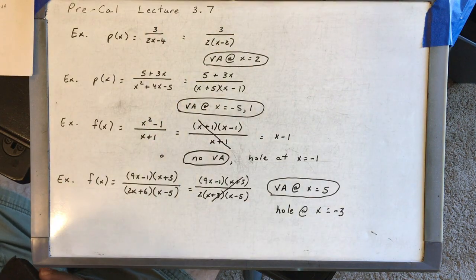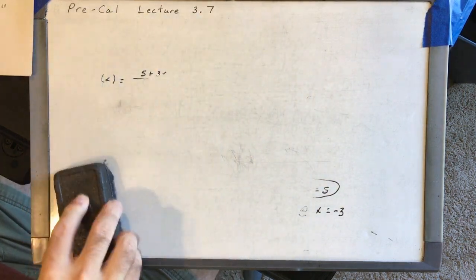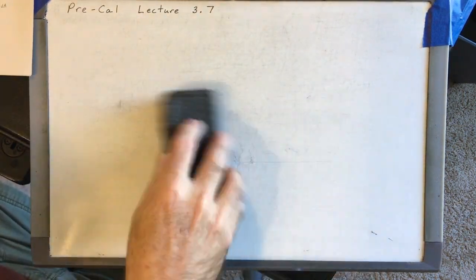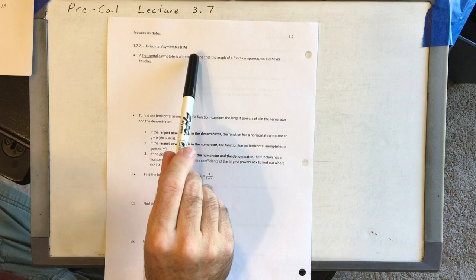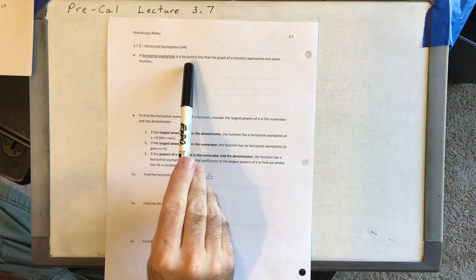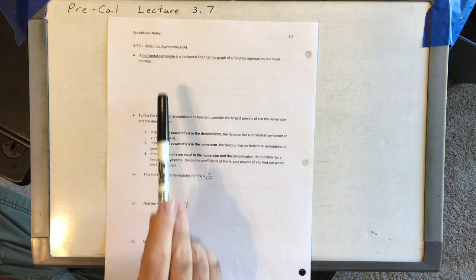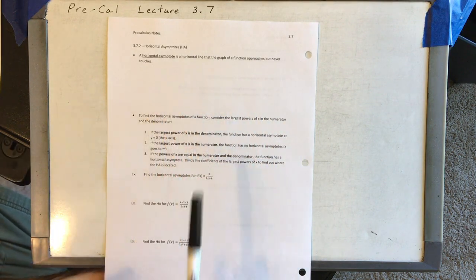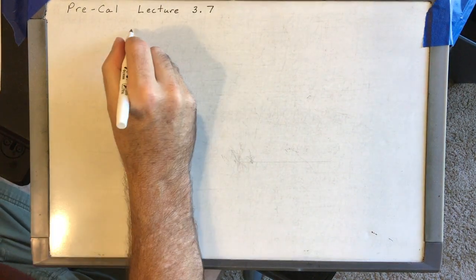All right, so that's the front page of your notes. Pause video if you need to, and we'll flip over to the back page of your notes. Okay, so if you have a vertical asymptote, you can also have horizontal asymptotes. So a horizontal asymptote is a horizontal line that the graph of a function approaches but never touches. So let's draw an example of a horizontal asymptote in that space.